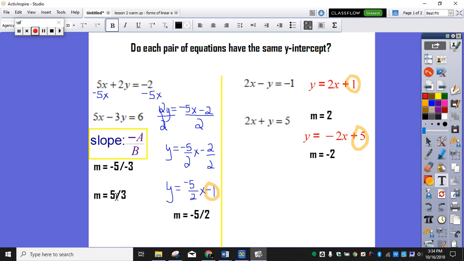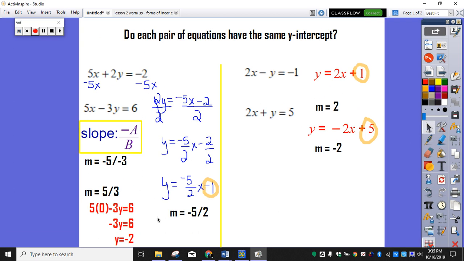So what I could do instead is I could plug 0 in for x, and that would look like this. And then I can solve for y to get the y-intercept. So 5 times 0 is just 0, and 0 minus 3y would just leave me with -3y. And then if I divide both sides by 3, y equals -2. And so I could find my y-intercept that way and not have to solve for y in that case.